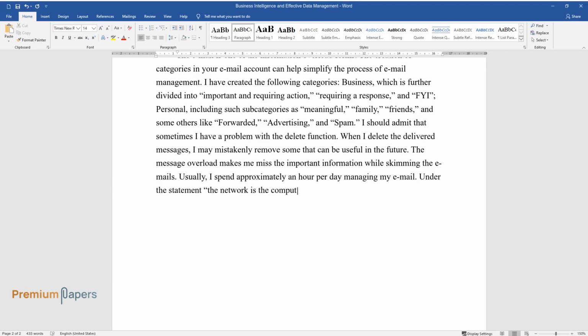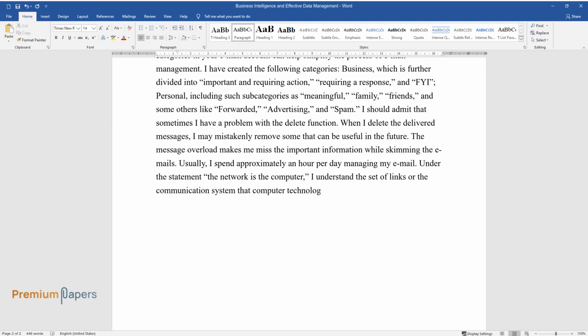Under the statement "the network is the computer," I understand the set of links or the communication system that computer technologies provide to us.